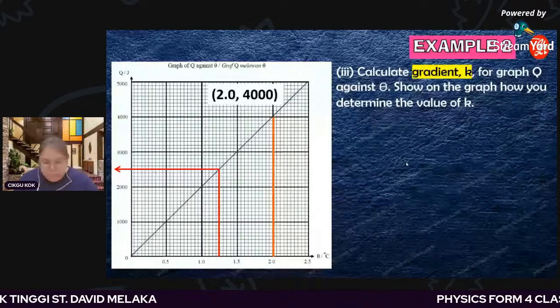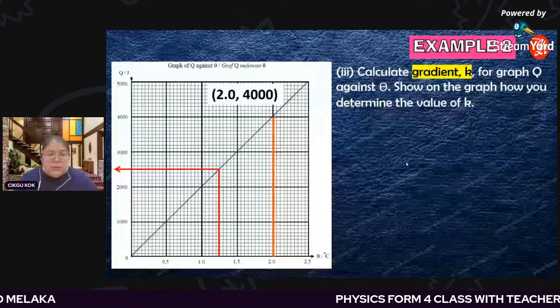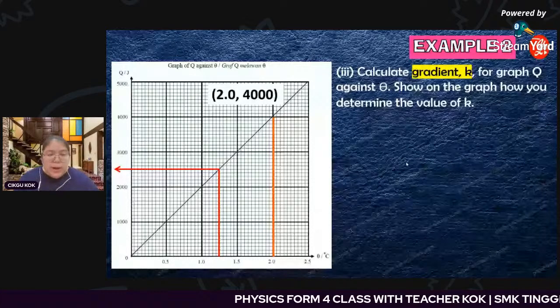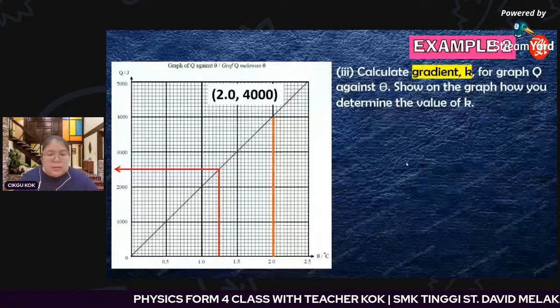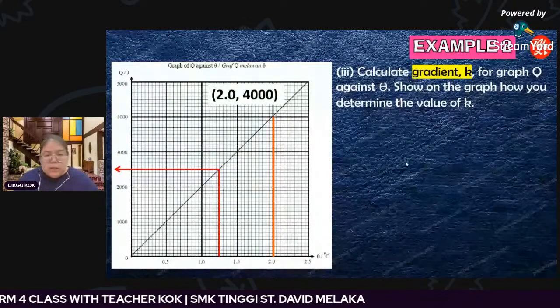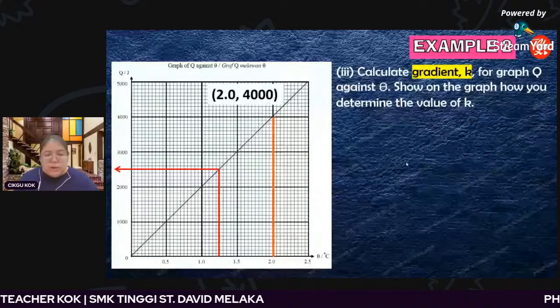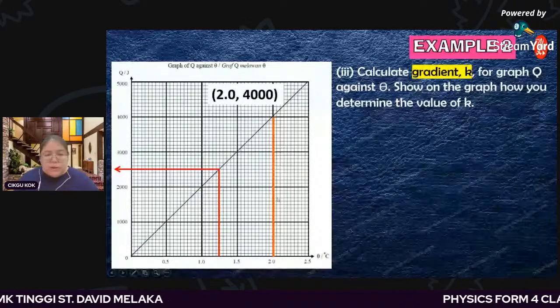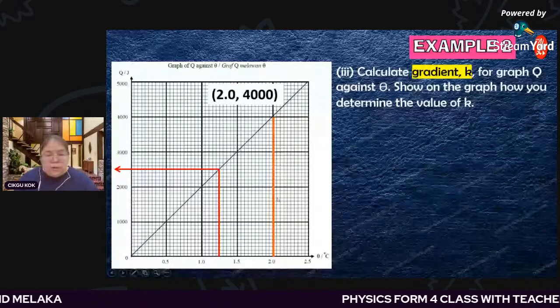Okay, anybody can answer this one? 4,000 is the y-axis, then the 2 is the x-axis. Then you find the gradient for me. Okay, then you show this triangle, which actually gets 1 mark. Remember, the triangle is 4 times 4, so you can see a minimum size.